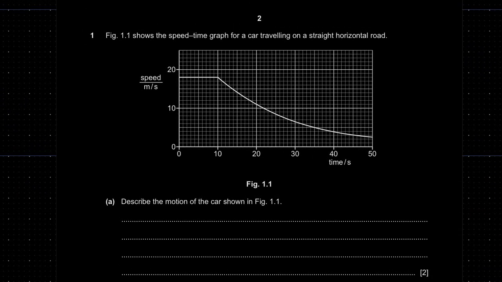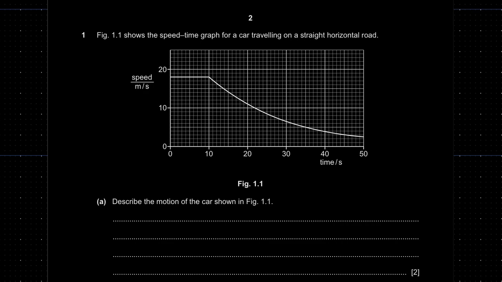So the first part of this question deals with, again, kinematics, as is usually the case. 1.1 shows the speed time graph of a car traveling on a straight horizontal road. So first off, note that this is a speed time graph. Then let's talk about their features. I know that the area under this graph is going to be distance, right? And the gradient of this graph is going to be the acceleration.